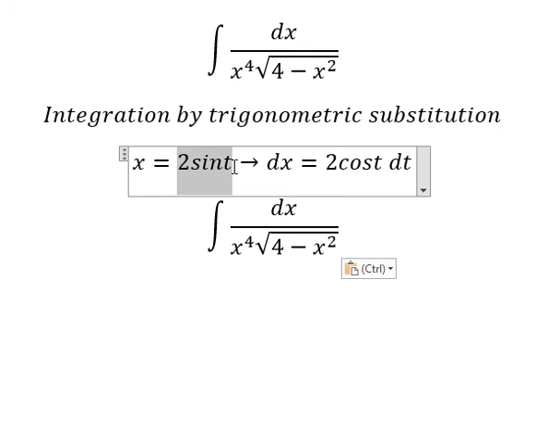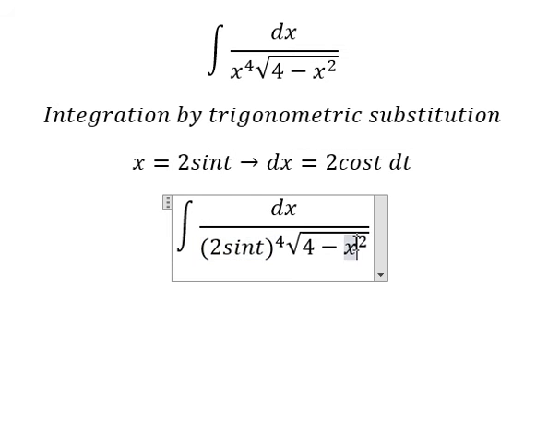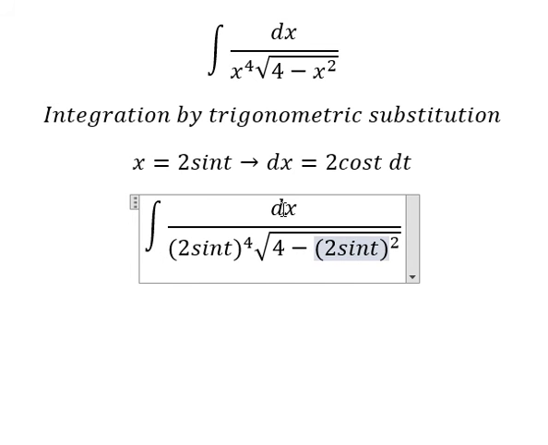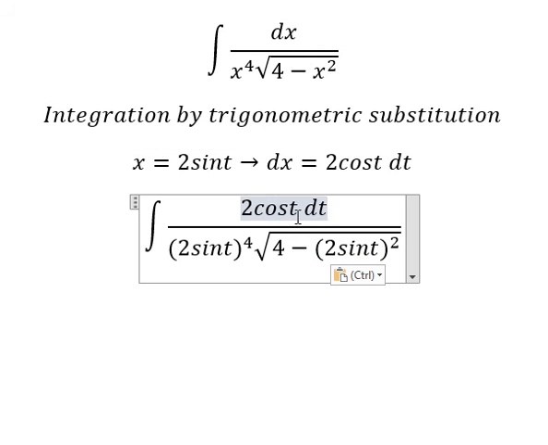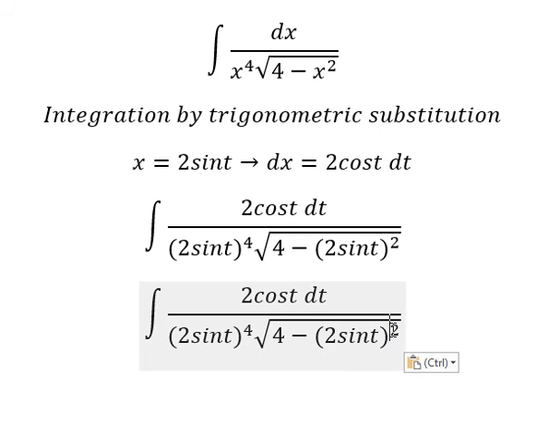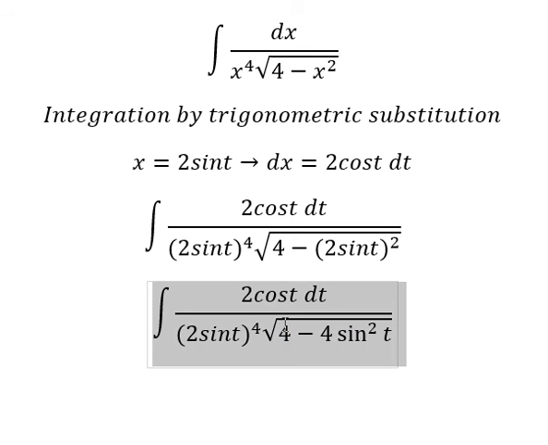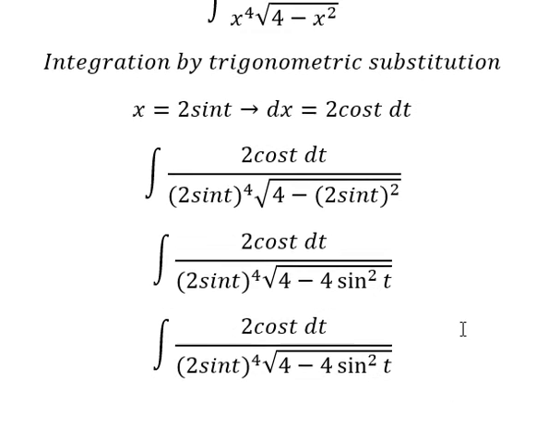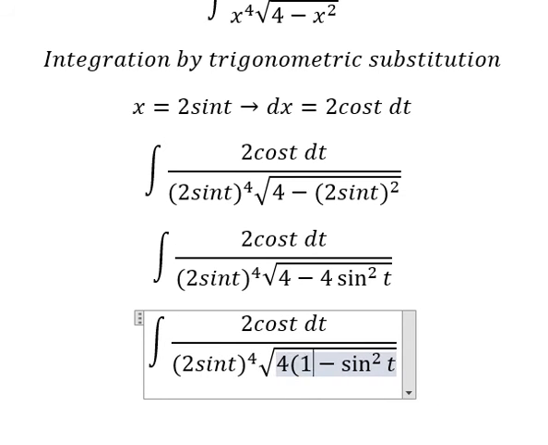So I will put this one here and here. ds we change by this one. So this one we have 4 sine t square. Number 4 and number 4 we can factor out.